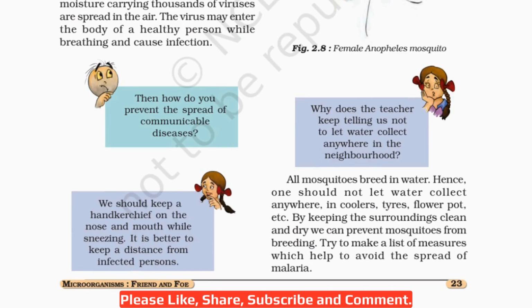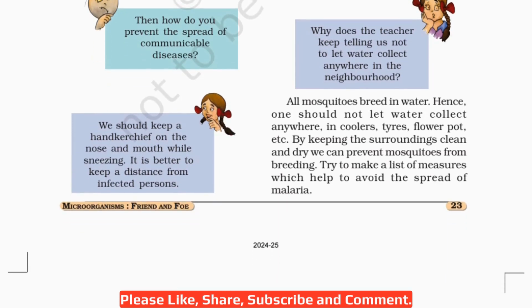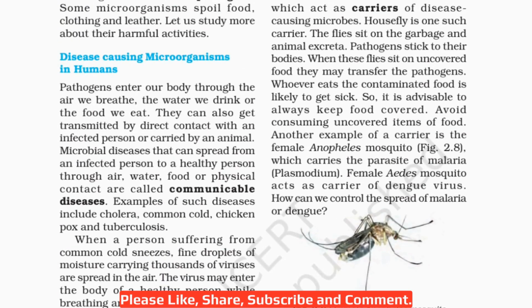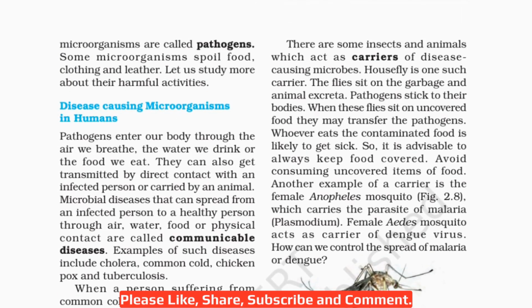Now see, Bhujo is saying, then how do you prevent the spread of communicable diseases? Now this is the answer to this. Paheli is suggesting to him that we should keep a handkerchief on the nose and mouth while sneezing. It is better to keep a distance from infected persons. Okay, so these are precautions whenever someone sneezes, or to prevent ourselves from communicable diseases.